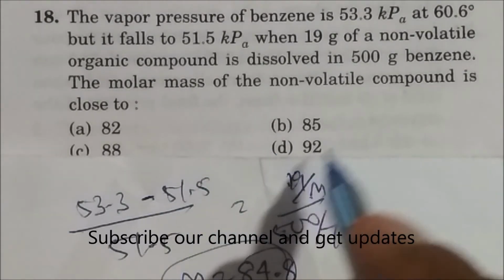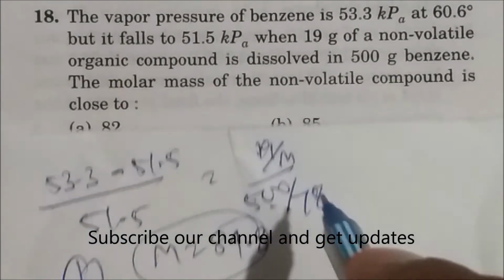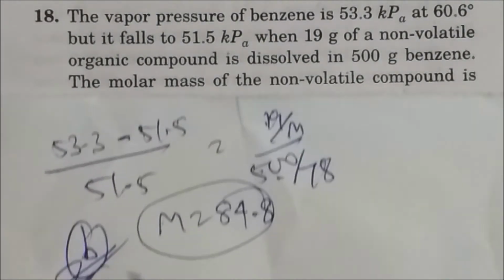So out of this, which option is correct? B option is correct here, that is 85. You can see here B is the correct option.